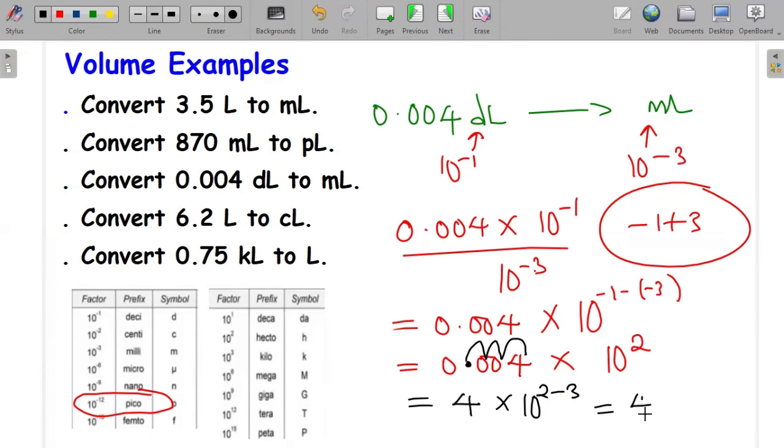Then that will just be 4 multiplied by 10 to the power, what will this be now? 2 minus, how many times have I moved? 1, 2, 3. Okay, so 2 minus 3, that would be minus 1. So that would be the answer there, and that would just be milliliters like this.